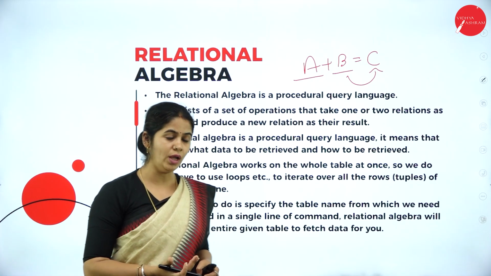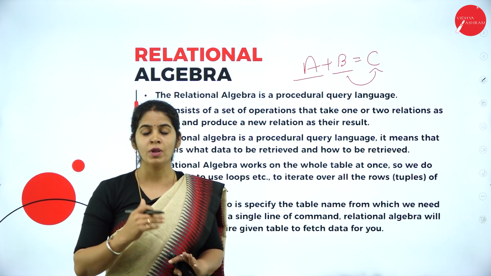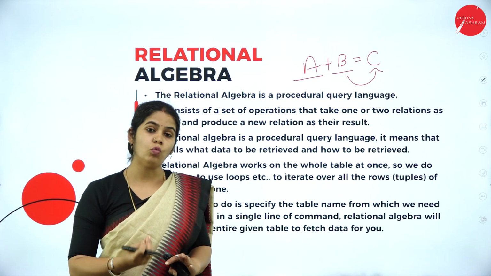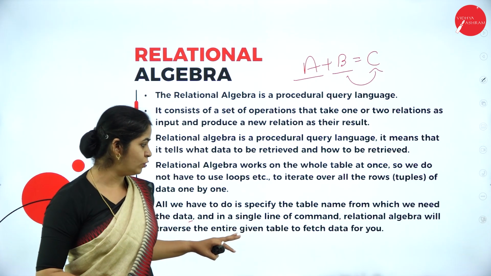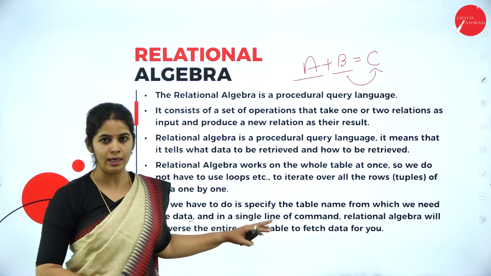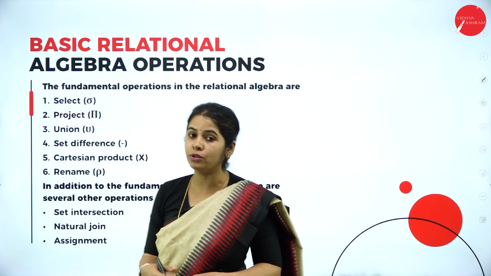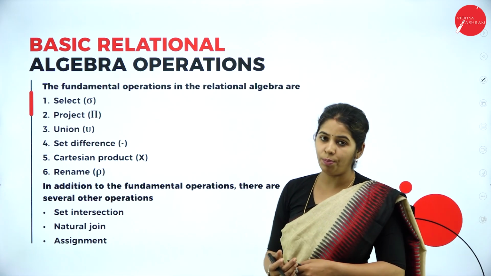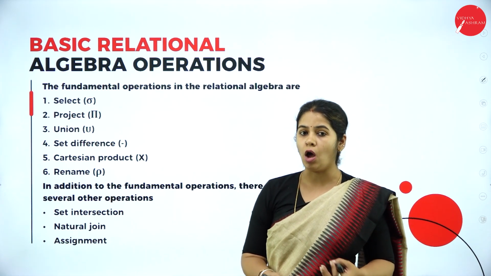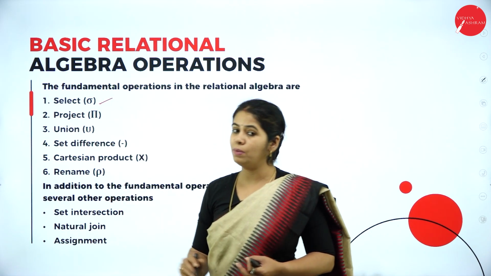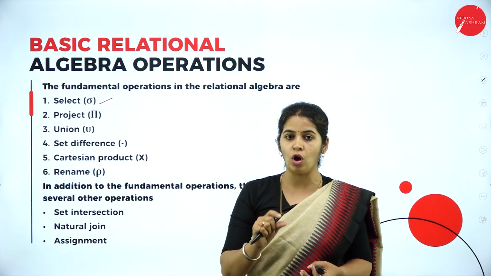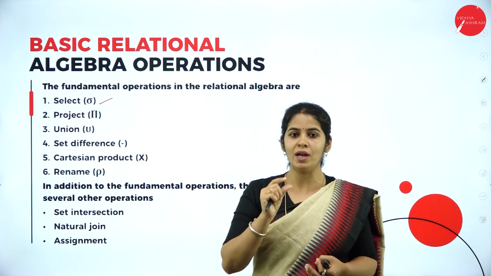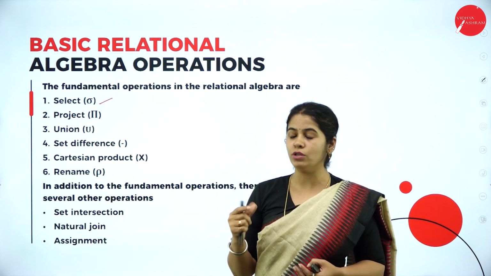What exactly are we doing? We just specify the table name from which data has to be taken, and what data has to be taken, using a querying language. So relational algebra helps us to do such querying. These are some of the fundamental operations we have in relational algebra. Select means whichever record you want to select, for example selecting a particular student from the student database. That is the purpose of select.